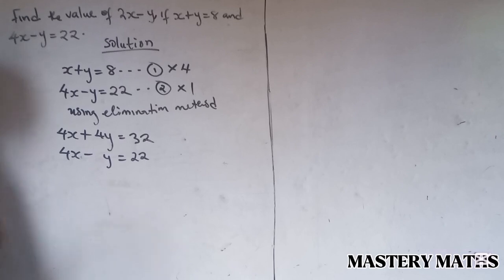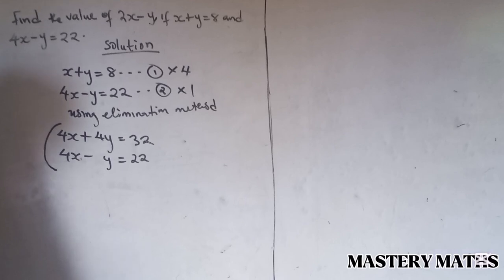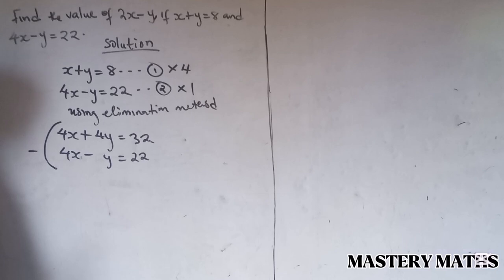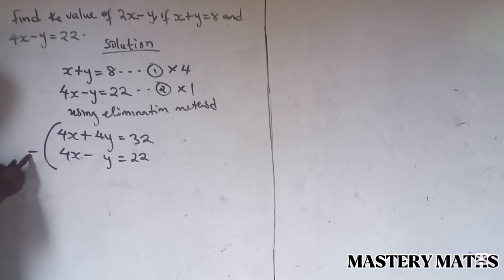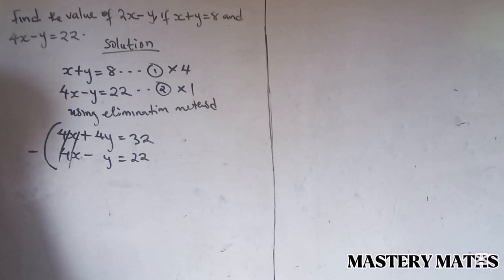How do you eliminate? Before you eliminate, you open a big bracket at the back, then you put your subtraction sign under it. Now let's eliminate. You say 4x minus 4x is 0. This has cancelled out. 0 already.